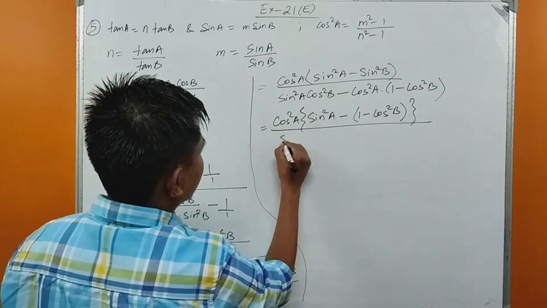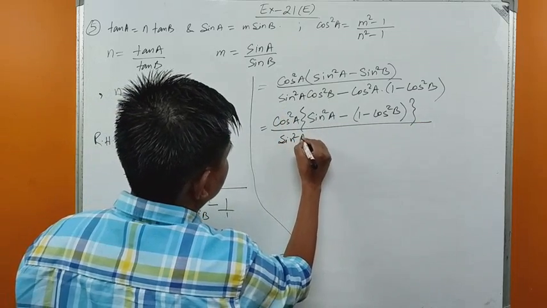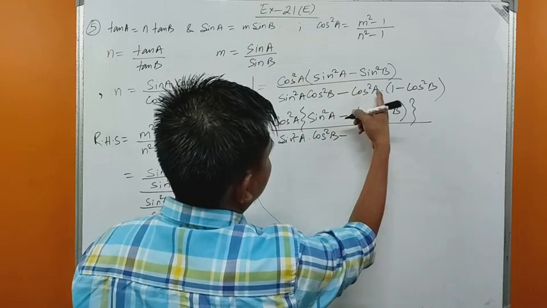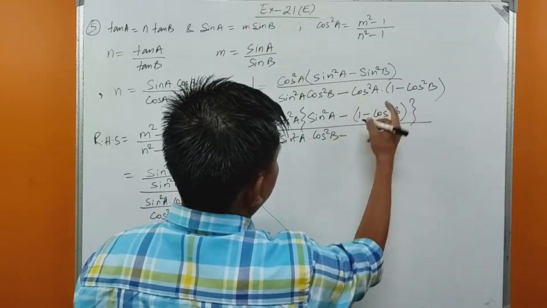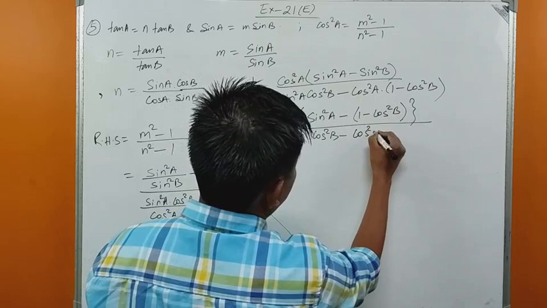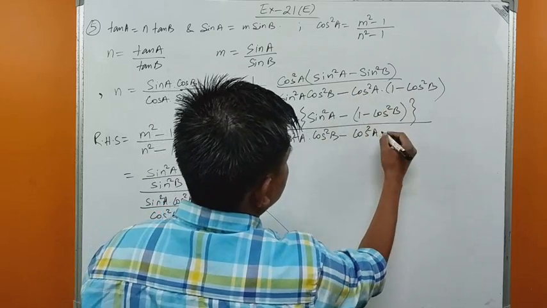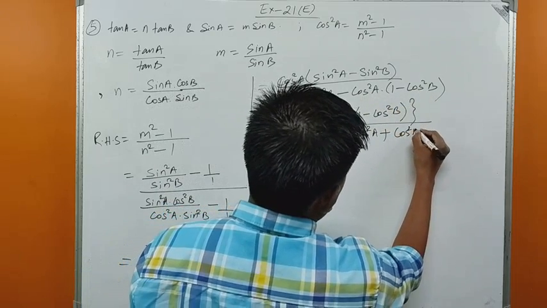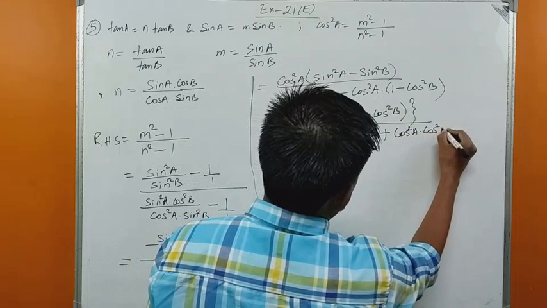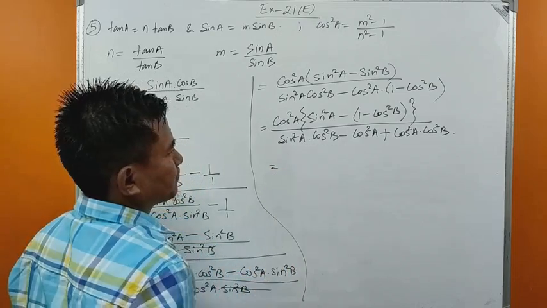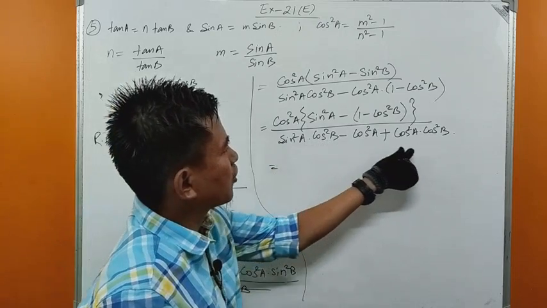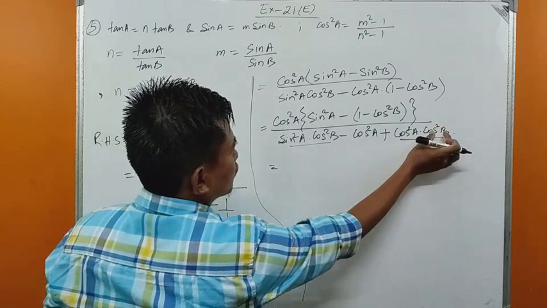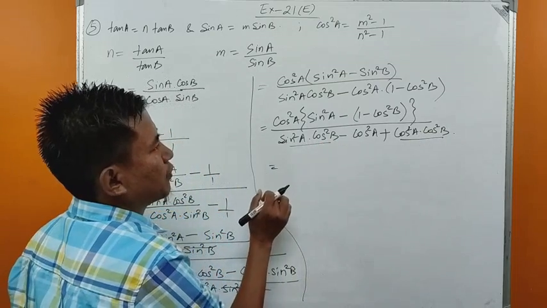Here sin square A into cos square B minus cos square A into 1 minus cos square A, minus into minus plus cos square A into cos square B. So you can take cos square B common from these two terms. Cos square B can be taken common.